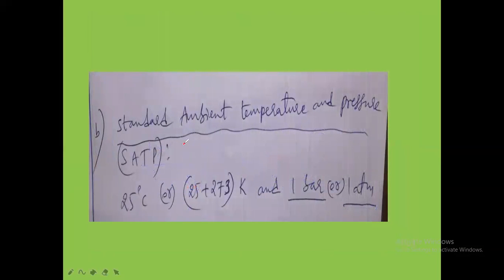And next, the last one is what? Standard ambient temperature and pressure conditions: room temperature 25 degrees Celsius or 298 Kelvin, and 1 bar pressure, or nearly 1 atm we can write. Both are nearly the same, not exactly the same. So 1 bar or 1 atm, anything you can mention here. And also 298 Kelvin or 25 degrees Celsius we have to mention.